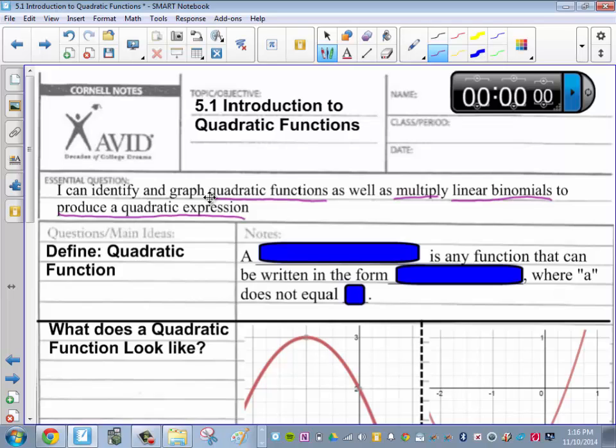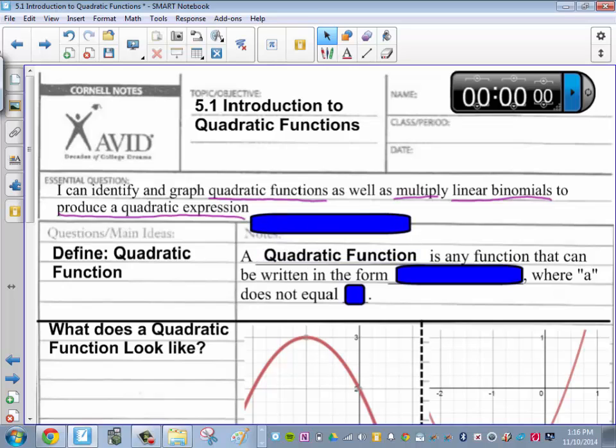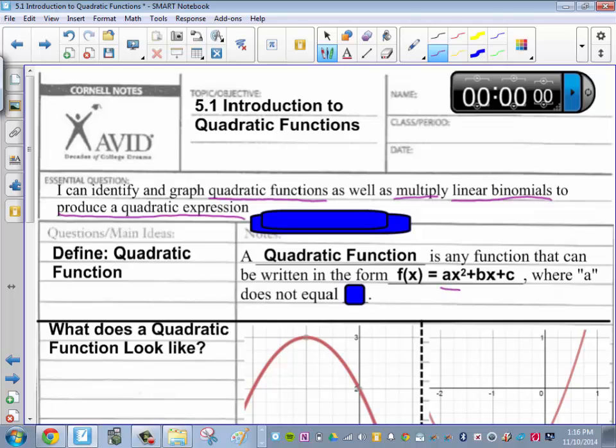So let's just get into it. Let's define what a quadratic function is all about. A quadratic function is any function that can be written in a specific form. This is the standard form for it. A quadratic function can be written in this form: f of x is equal to ax squared plus bx plus c. If it can be written in that form, then you know it's a quadratic function.